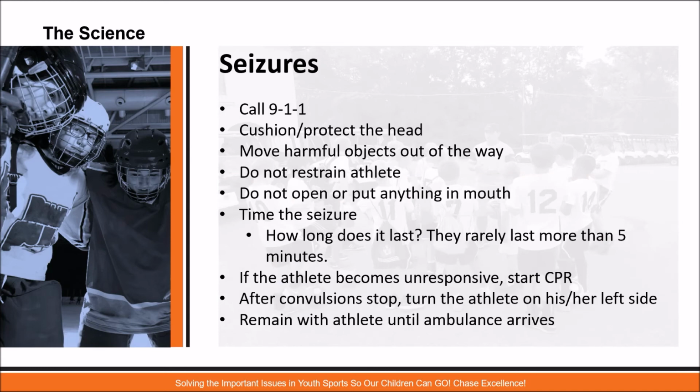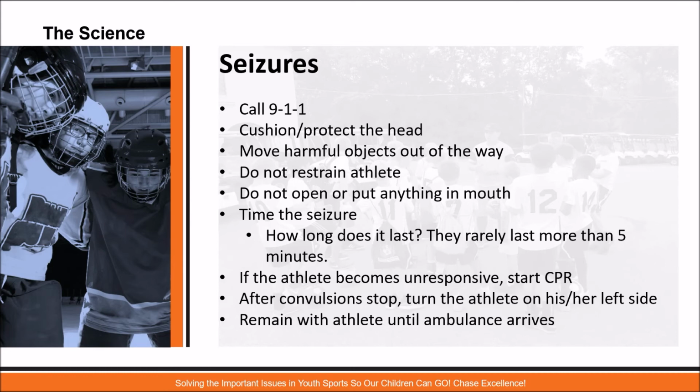Seizure disorders. Do you know if your athlete has a seizure disorder? If they experience a seizure, you must call 911. The most important thing, cushion and protect the head. Move harmful objects out of the way. Don't restrain the athlete. Don't put anything into their mouth. Don't try to open their mouth.